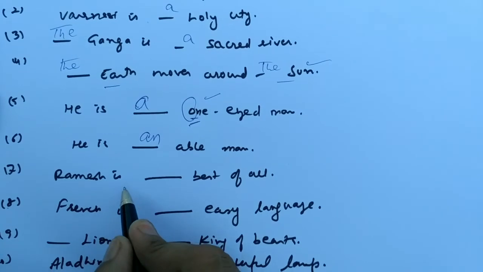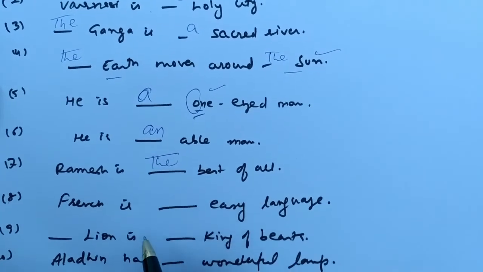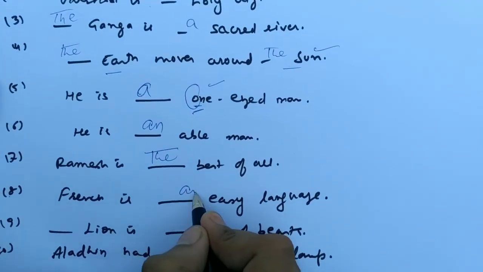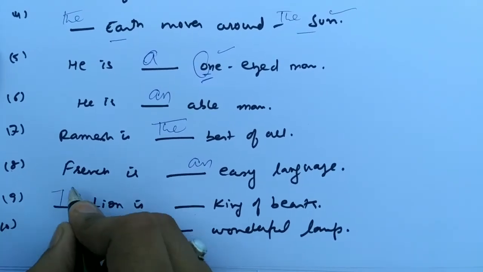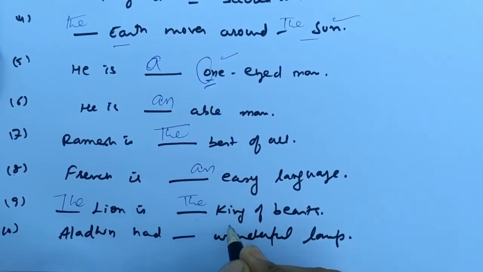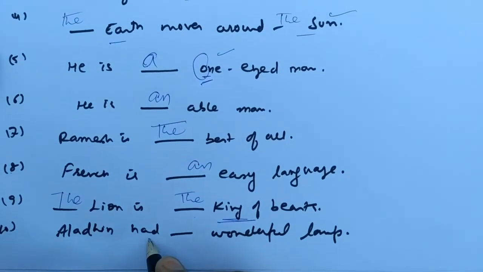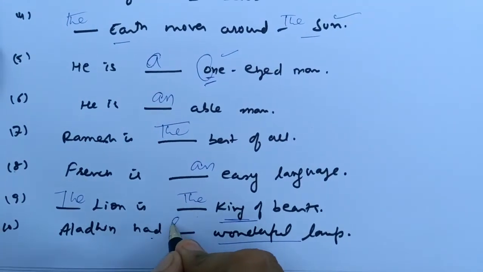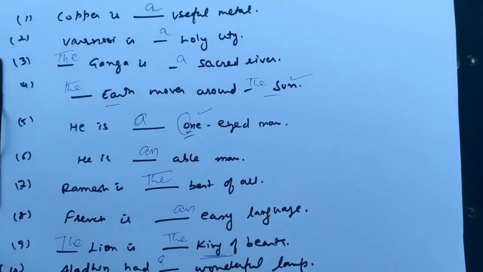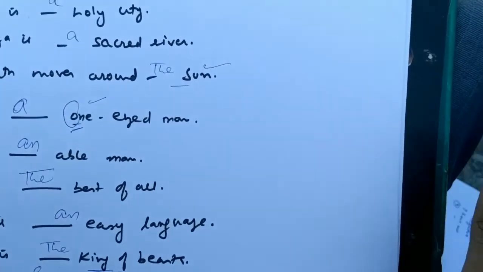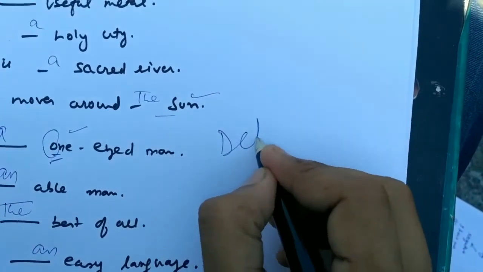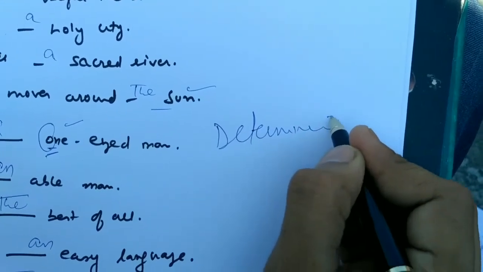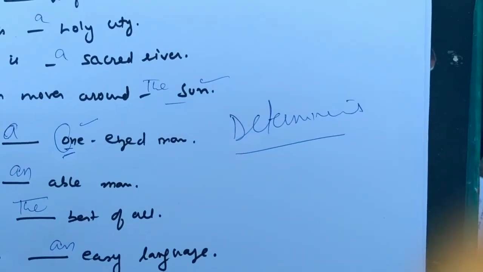He is an able man. Ramesh is the best of all. French is an easy language. The lion is the king, signifying a particular thing. Aladdin has a wonderful lamp. So I hope it is clear to you. I hope you have learned something about the determiner from my discussion about English grammar.